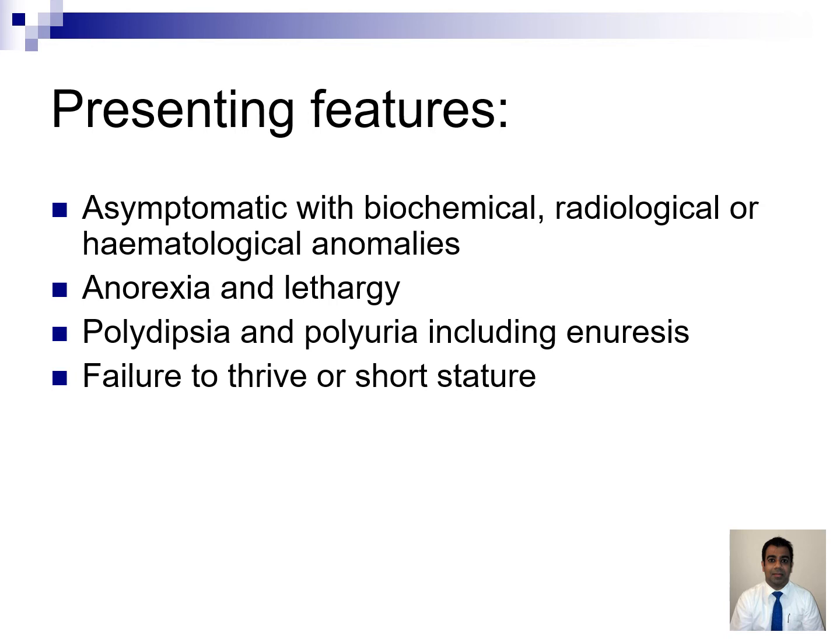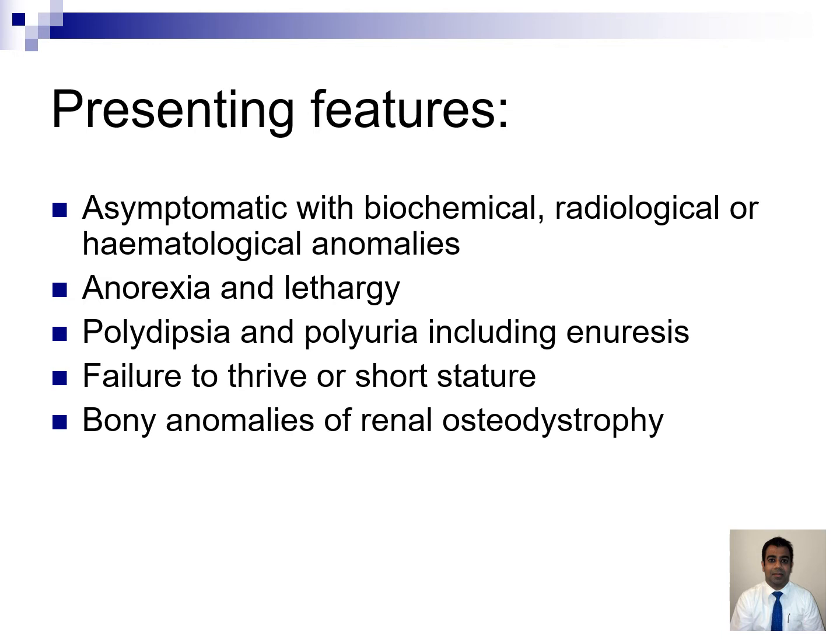Failure to thrive and short stature are very important in children. So one of the workup investigations you do for a patient with failure to thrive, and for that matter a patient with short stature, is a creatinine to see whether he is in renal failure. They can present with the bony abnormalities of renal osteodystrophy. We've had several patients who have presented with features of rickets, and on investigation for rickets, they've been found to be in renal failure.